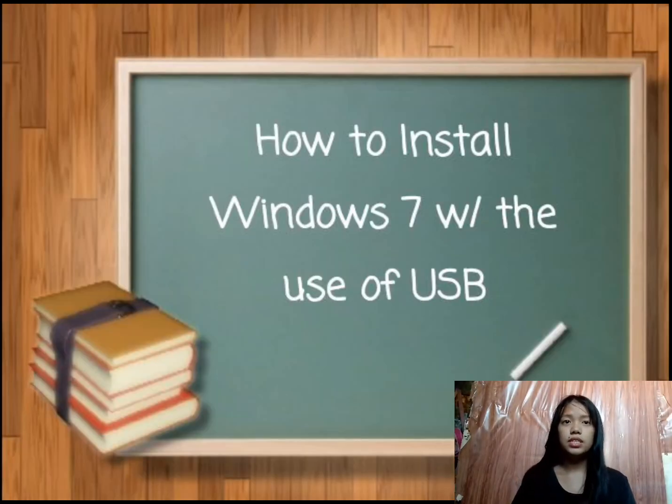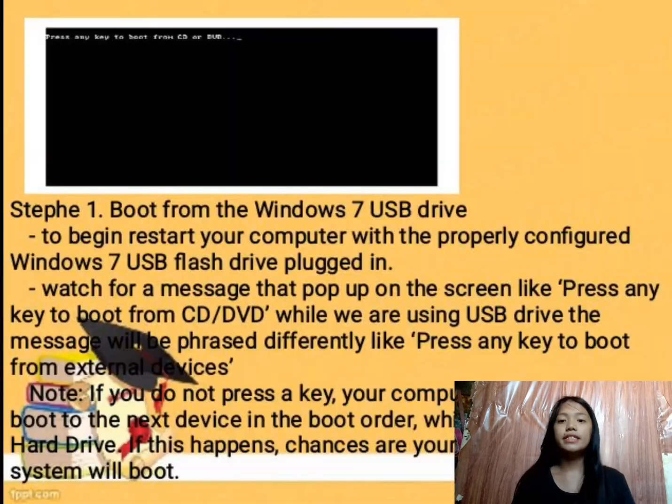So our next topic is how to install Windows 7 with the use of USB. So let's get on it. Step 1. Boot the Windows 7 USB drive. So to begin, restart your computer with the properly configured Windows 7 USB flash drive plugged in. Watch for a message that pops up on the screen like press any key to boot from CD/DVD. When we are using a USB drive, the message will be phrased differently, like press any key to boot from external device.